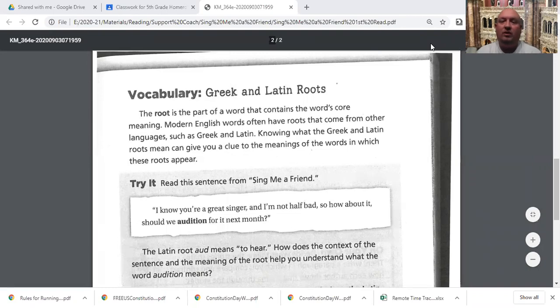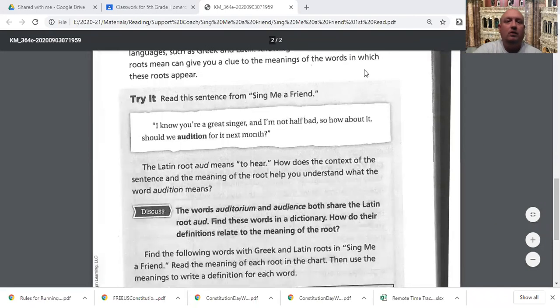Read this sentence from Sing Me a Friend. "I know you're a great singer, and I'm not half bad, so how about it? Should we audition for it next month?" The Latin root aud means to hear. How does the context of the sentence and the meaning of the root help you understand what the word audition means?